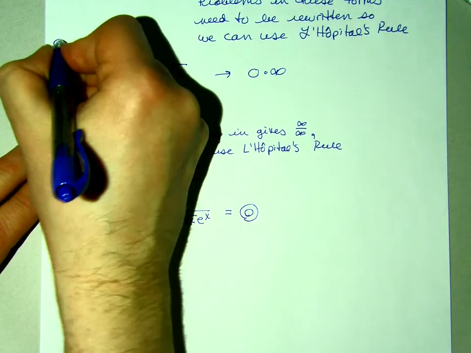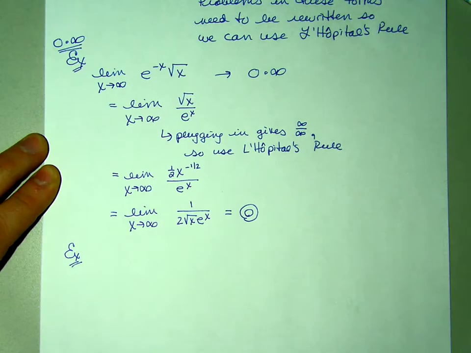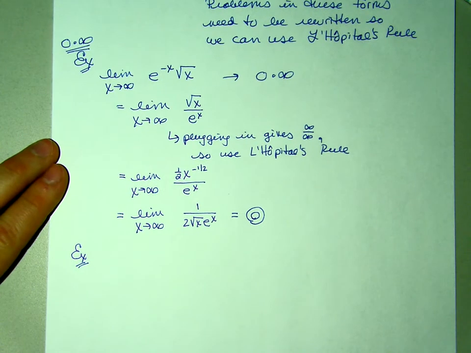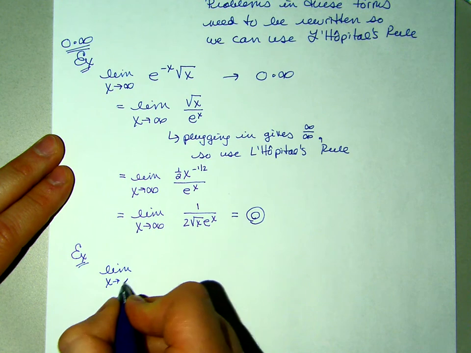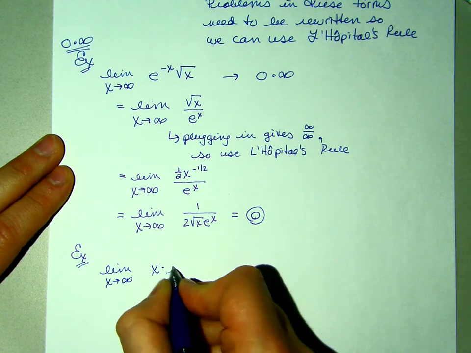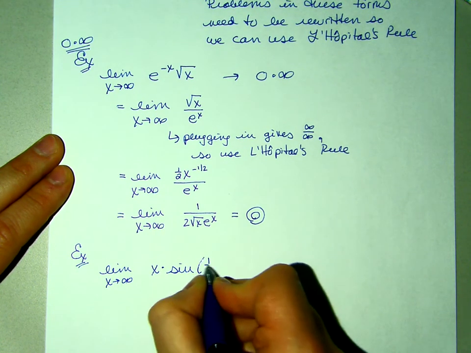Okay, so first of all, I guess we're dealing with our 0 times infinity case. I guess I should have labeled that earlier. These two examples will deal with how to work with that. Limit as x approaches infinity of x times the sine of 1 over x.